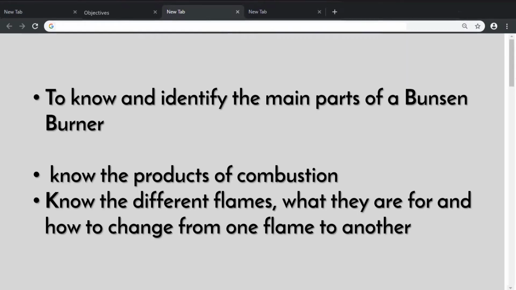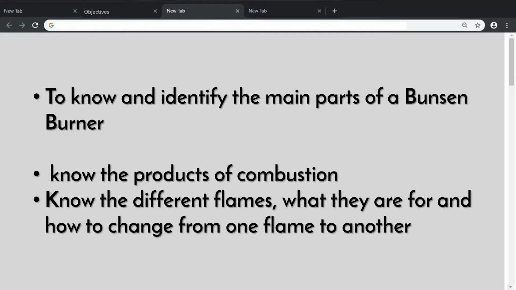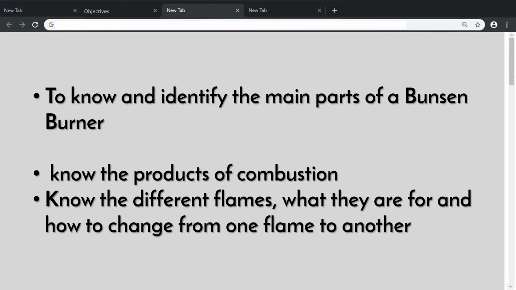Objectives: to know and identify the main parts of a Bunsen burner, know the products of combustion, know the different flames, what they are for, and how to change from one flame to another.